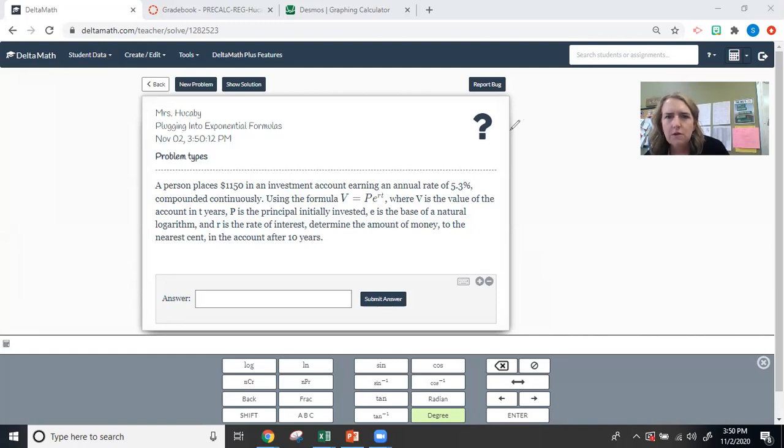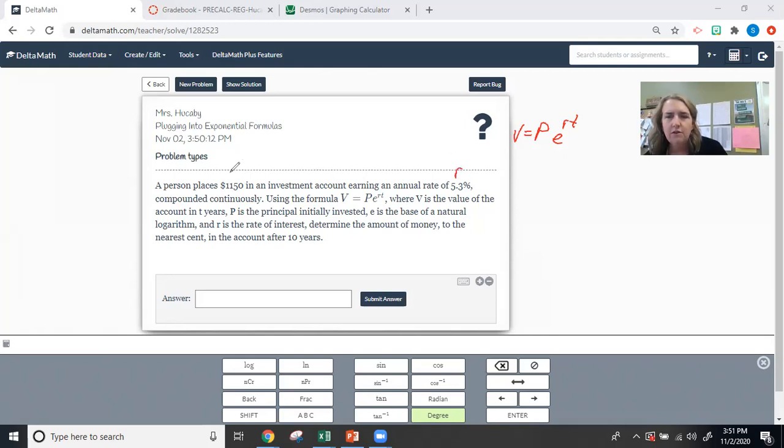V equals P E to the R times T power. So a person places $1,150 in an investment account, earning an annual rate of 5.3%. So this is going to be the rate.